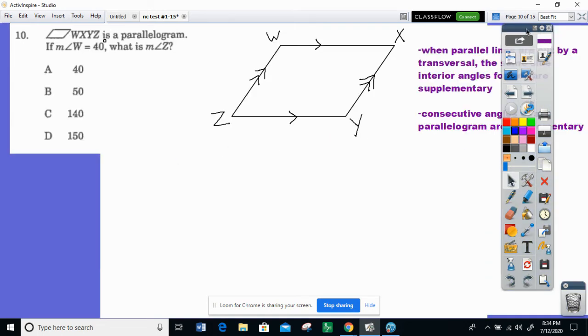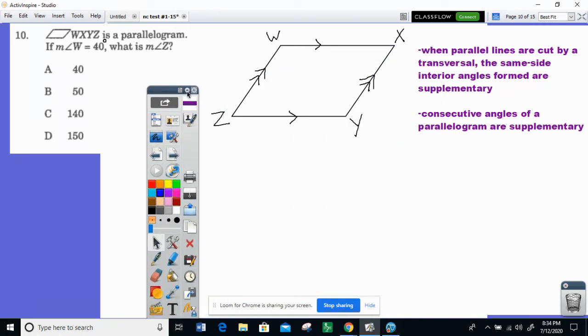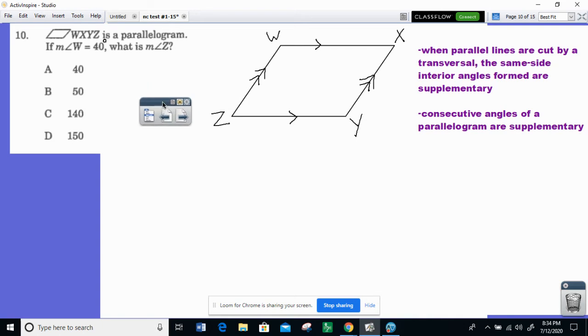All right, let's look at number 10 now. Number 10 says quadrilateral WXYZ is a parallelogram. The measure of angle W equals 40 degrees. What is the measure of angle Z?